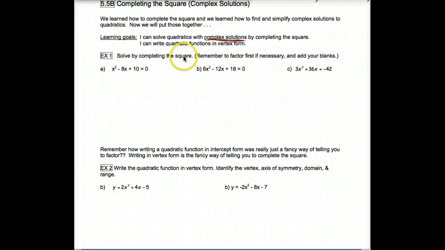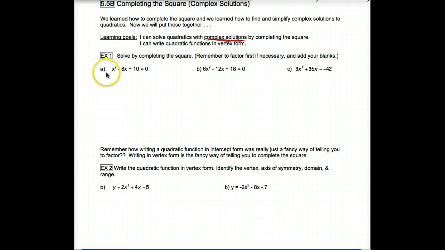Second learning goal is to be able to write quadratic functions in vertex form. So we'll talk about that when we get to example 2. So we already should know how to complete the square. We already should know how to simplify square roots that have negatives underneath them. Now we're just combining that.